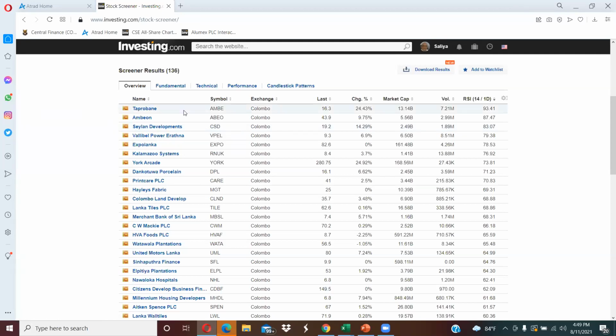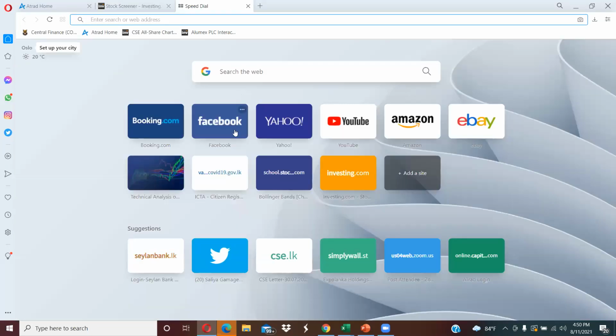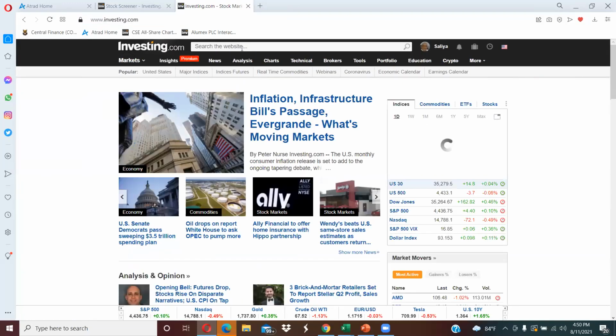if you do not want to, or do not even want to learn the stop price, right? So here, since we are going to use the stop price, I'm going to use these 3: Taproban, Ambient, that is Greg, and Ceylan Development. Here, first I'll be taking Taproban.